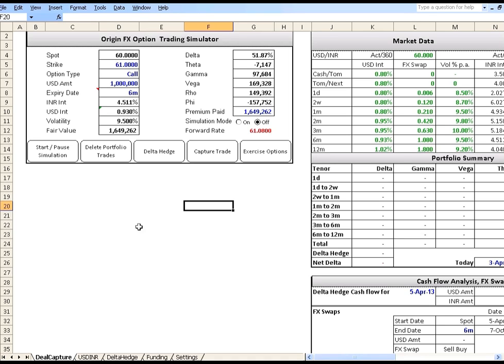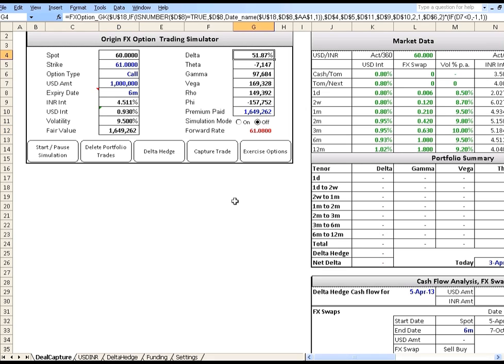The spot comes from here and the interest rates and vols are coming from here. Since it is a 6-month option, our USD interest rate and vol numbers are same as the quoted market levels. The interest rate in variable currency is coming from this implied interest rate column. The fair value of the option appears here. You can see the Greeks. Delta is close to 50% as the strike is close to the forward rate.